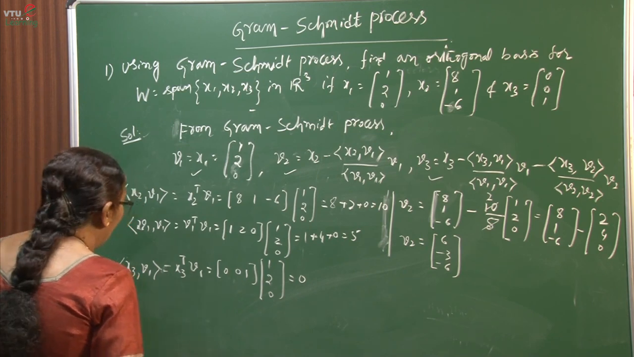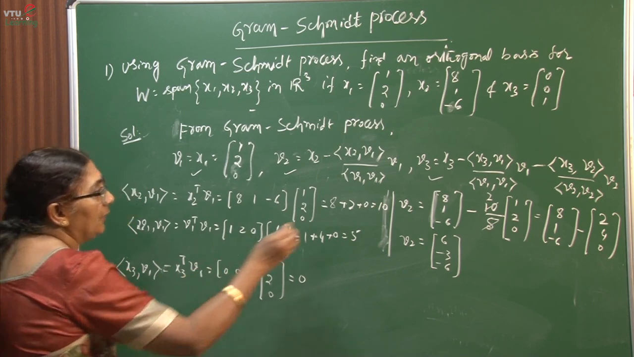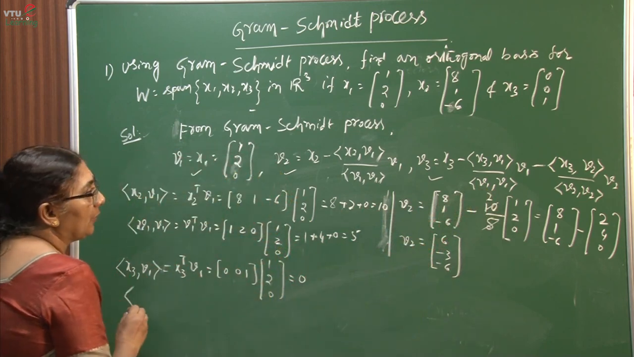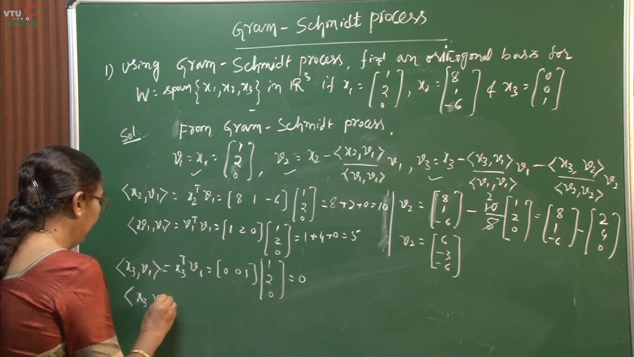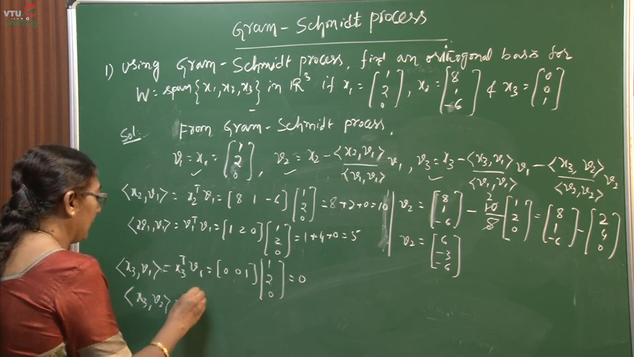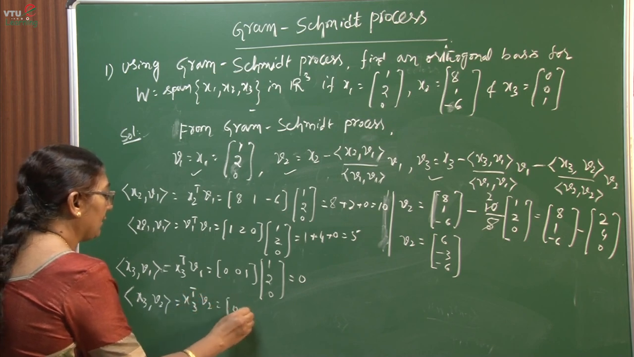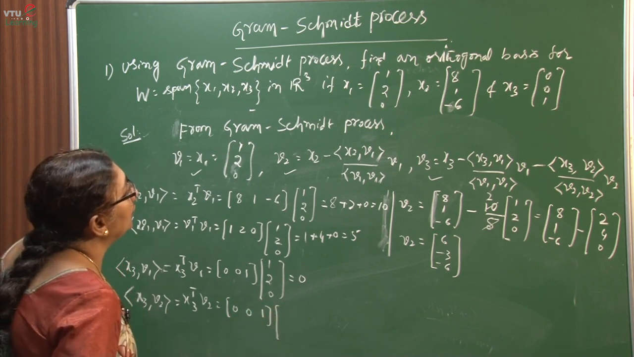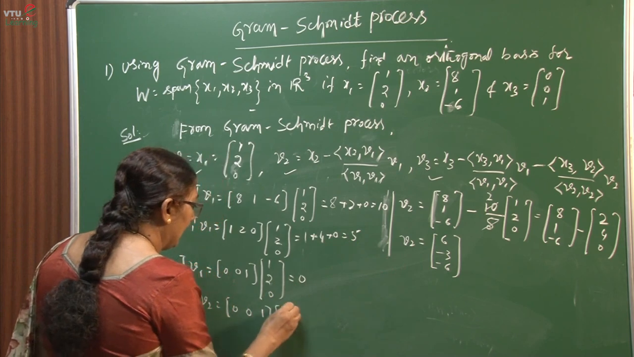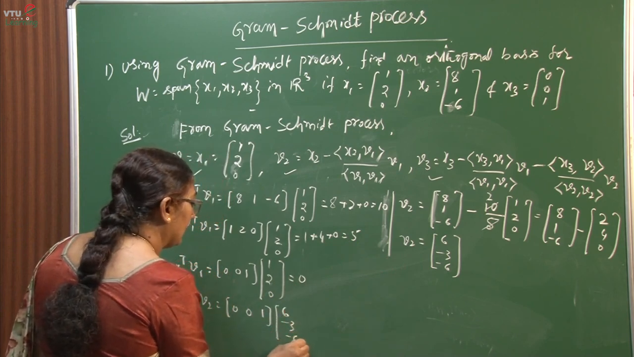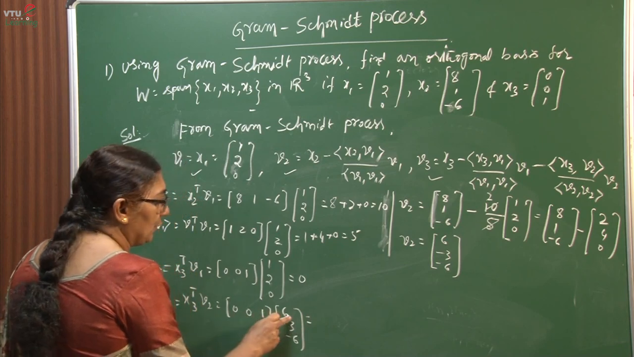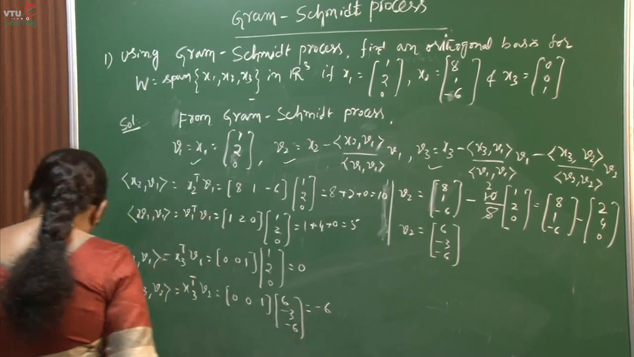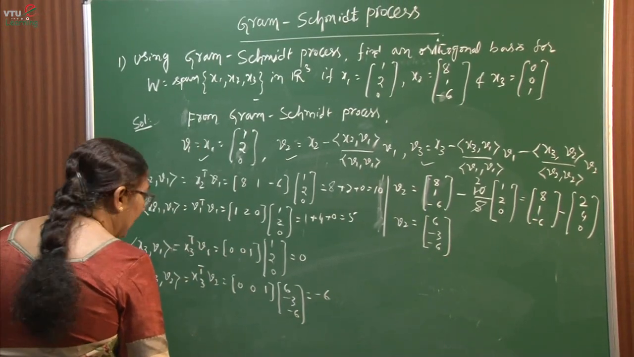Yes, 0. And we already know the inner product of v1 comma v1, so we neglect it. Now I have to calculate the inner product of x3 comma v2, which is nothing but x3 transpose into v2. What is x3 transpose? 0, 0, 1. What is v2? V2 we just calculated, 6, minus 3, minus 6. Simplify that: 0 into 6 is 0, 0 into minus 3 is 0, 1 into minus 6 is minus 6. Therefore, the inner product of x3 comma v2 is minus 6.